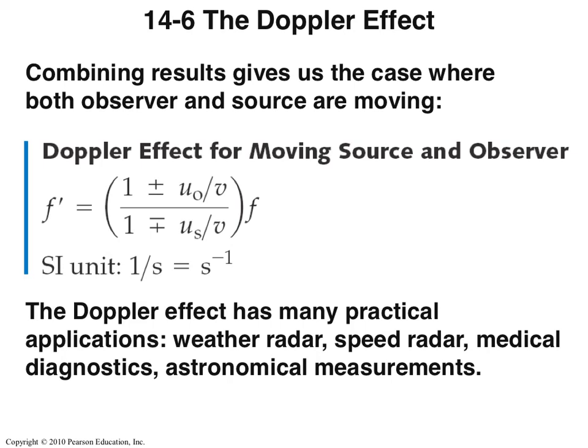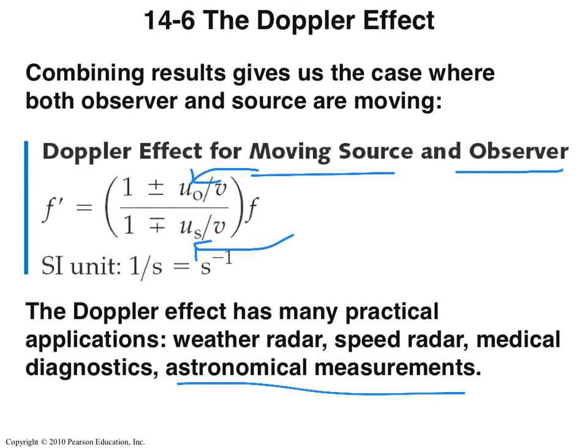Okay, so if we combine our results, we can get our last and third case, which is the Doppler effect for a moving source and observer. Basically we combined these. This speed is of the observer, and this other speed is actually of the source. So we have three different situations for the Doppler effect, and make sure that you have all of them. The Doppler effect is really important for weather, speed, medical diagnostics, and astronomical measurement.